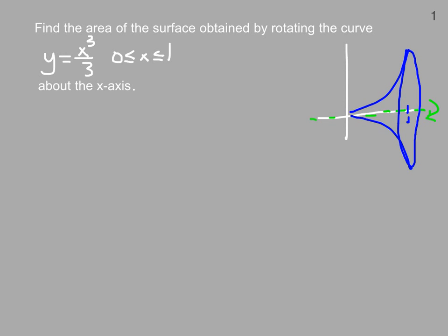obtained by doing that. Well, the formula for surface area is that we take 2 pi, the integral from A to B, the radius times ds. Now ds is the piece of arc length that's obtained. Here's a typical rectangle, and we're talking about this infinitesimally small piece of arc length here. And so that's found by doing the square root of 1 plus y prime squared.